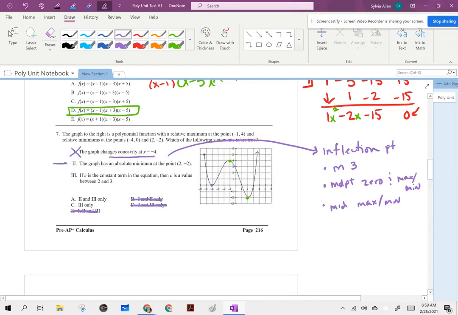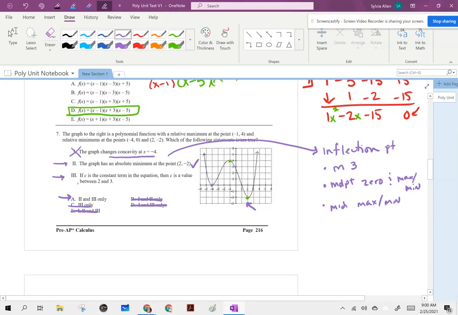So let's take a look at 2. The graph has an absolute minimum at point 2, negative 2. Well, that's absolutely the lowest point on the graph, so that is an absolute minimum y value. So 2 is good, which means 3 only isn't going to work. So my answer choice for 7 is A.